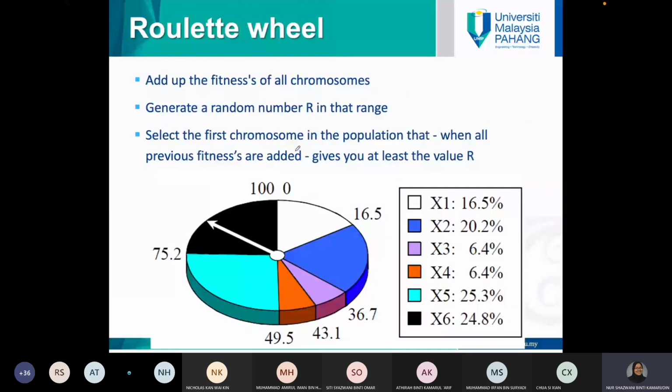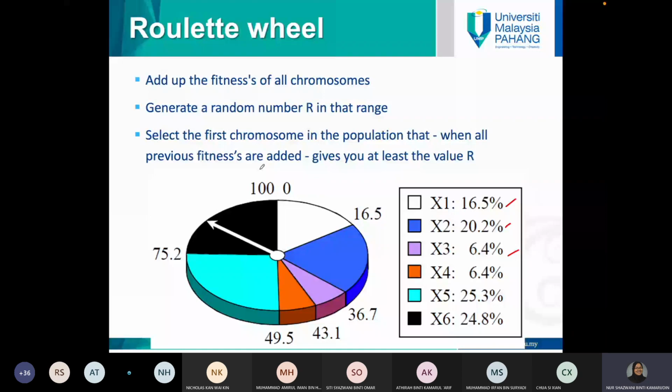All right. So this is how roulette wheel looks like. How roulette wheel works, it will add up the fitness of all chromosomes. Right now we have 6 chromosomes here, and this is the fitness value of each chromosome. Roulette wheel will generate a random number R in that range. First, it will select the first chromosome in the population that, when all previous fitness are added, gives you at least the value R.